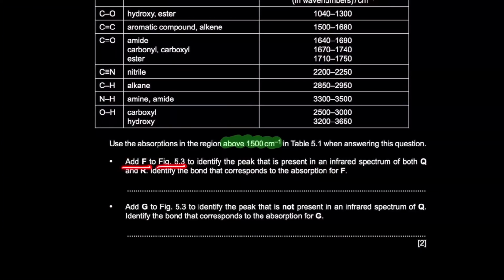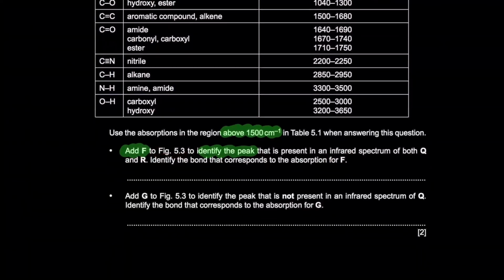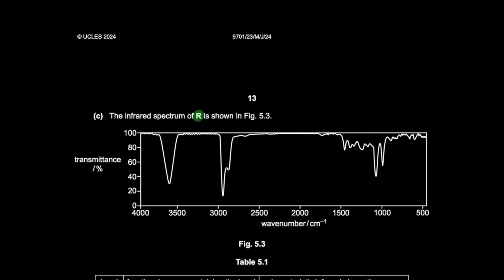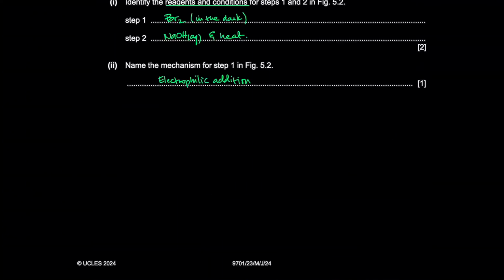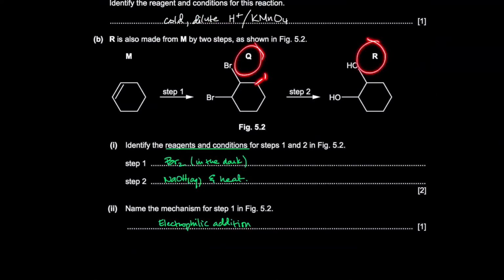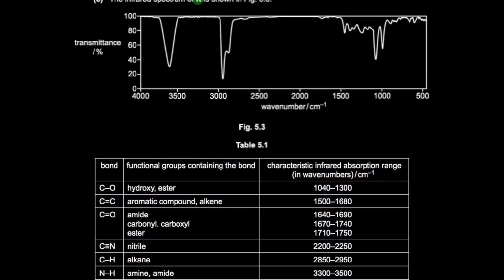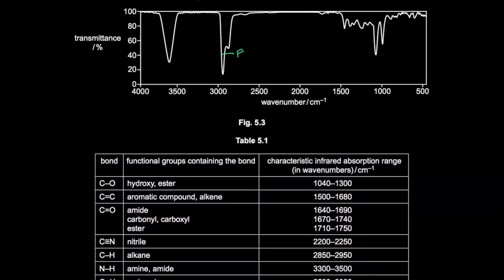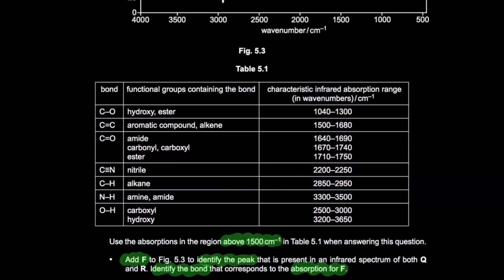Add F to figure 5.3 to identify the peak. So we have to label the peak F, and then we also have to identify the bond that's responsible for that peak. Both Q and R have the C-H bond, which is going to be this one. This is around 2850 to 2950, roughly 2900. So this is peak F, and this corresponds to the C-H bond.